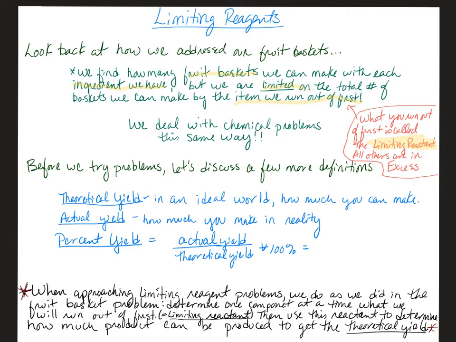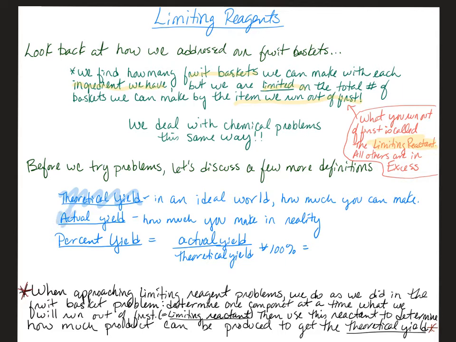It's just that it involves sort of math. So before we try any problems, let's discuss a few more definitions. So first of all, the theoretical yield is, in an ideal world, how much you can make. So you all know that if you go to make a cake, you can make the exact amount that it says on the box, if you're using a box, assuming. But in truth, some of the batter sticks to the sides, or maybe part of the cake runs over the top. And the next thing you know, you don't have what you really thought you could make. Well, the theoretical yield is like the maximum you could ever make.